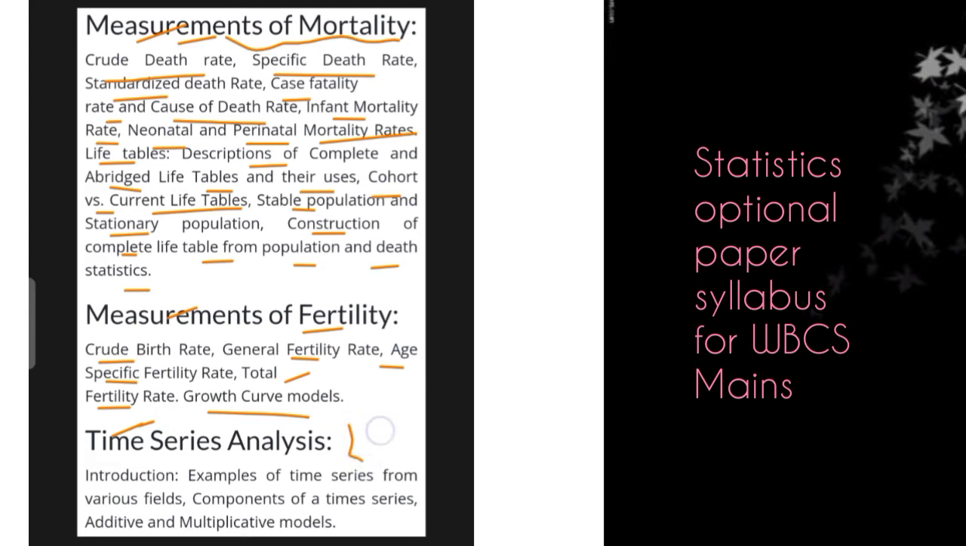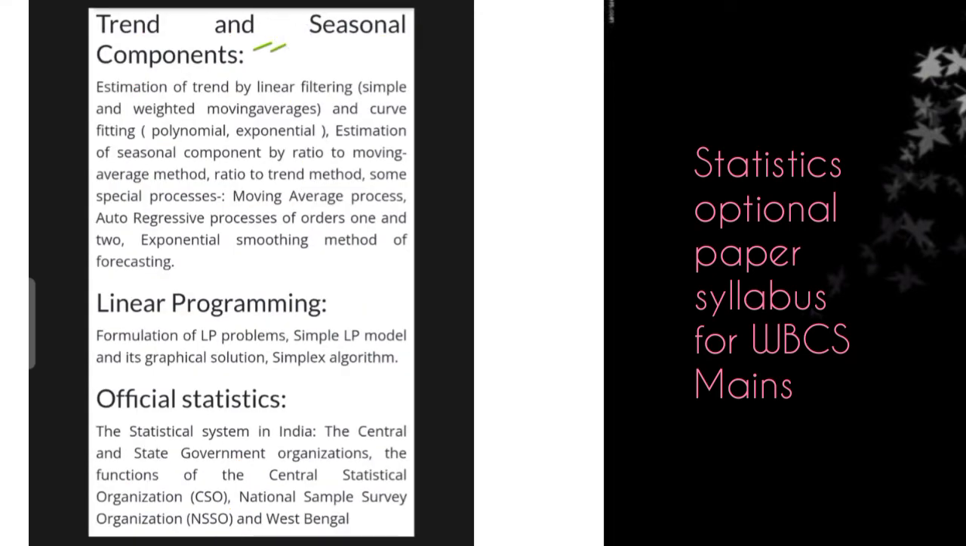Next section deals with time series analysis, which includes its introduction, examples from various fields, then components, additive and multiplicative models. The next section deals with trend and seasonal components, estimation of trend by linear filtering and curve fitting, then estimation of seasonal component by ratio to moving average method, then ratio to trend method, some special processes, moving average process, autoregressive processes of orders 1 and 2, exponential smoothing method of forecasting.